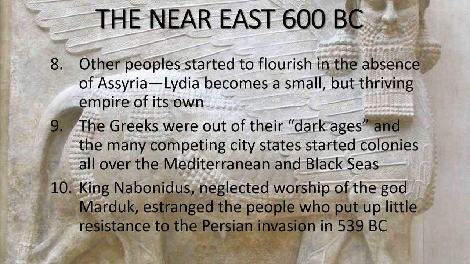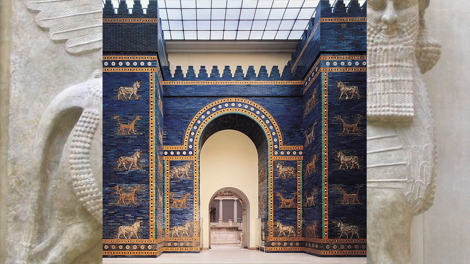He neglected the worship of their main god Marduk, and this infuriated and estranged a lot of the people, and so they put up very little resistance to the Persian invasion in 539 BC. Okay, there's reconstructed gates called the Ishtar Gates, one of the gates that entered into Babylon. And that's in the Pergamon Museum, which is in, I believe, either Berlin or Munich, Germany.